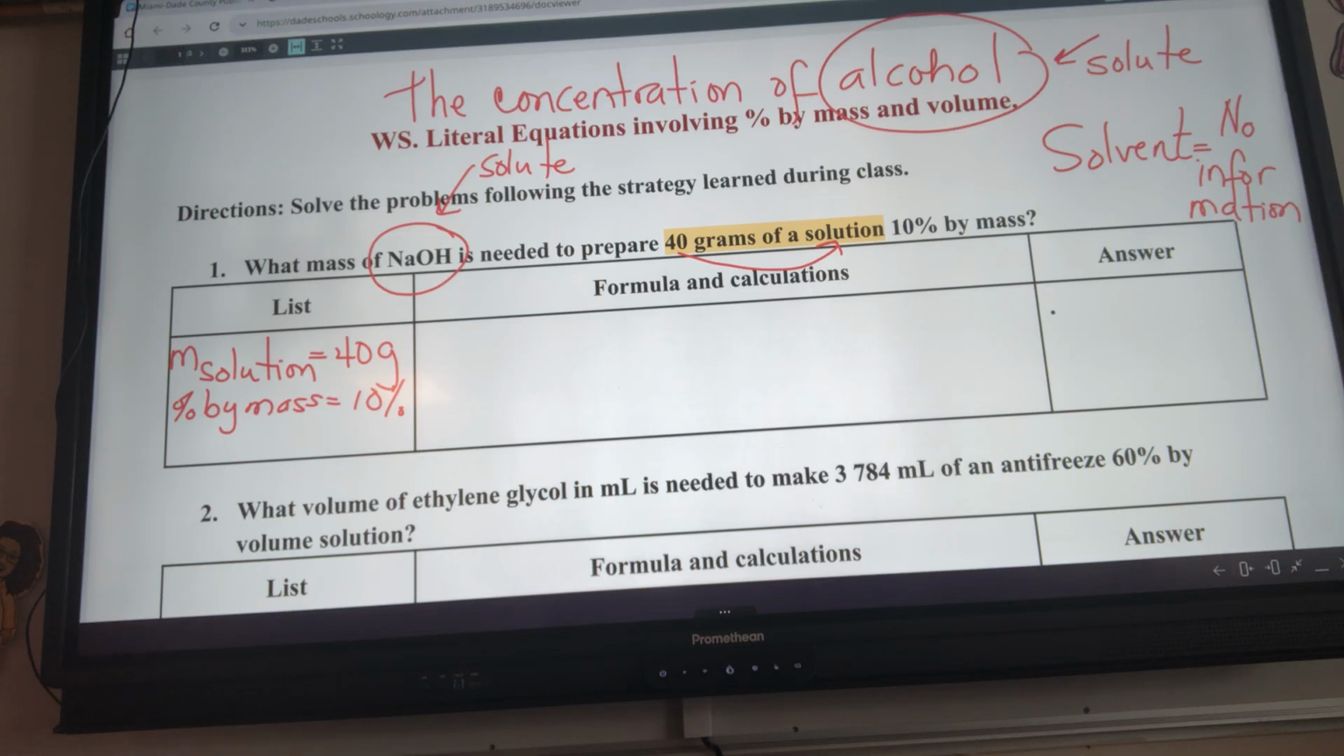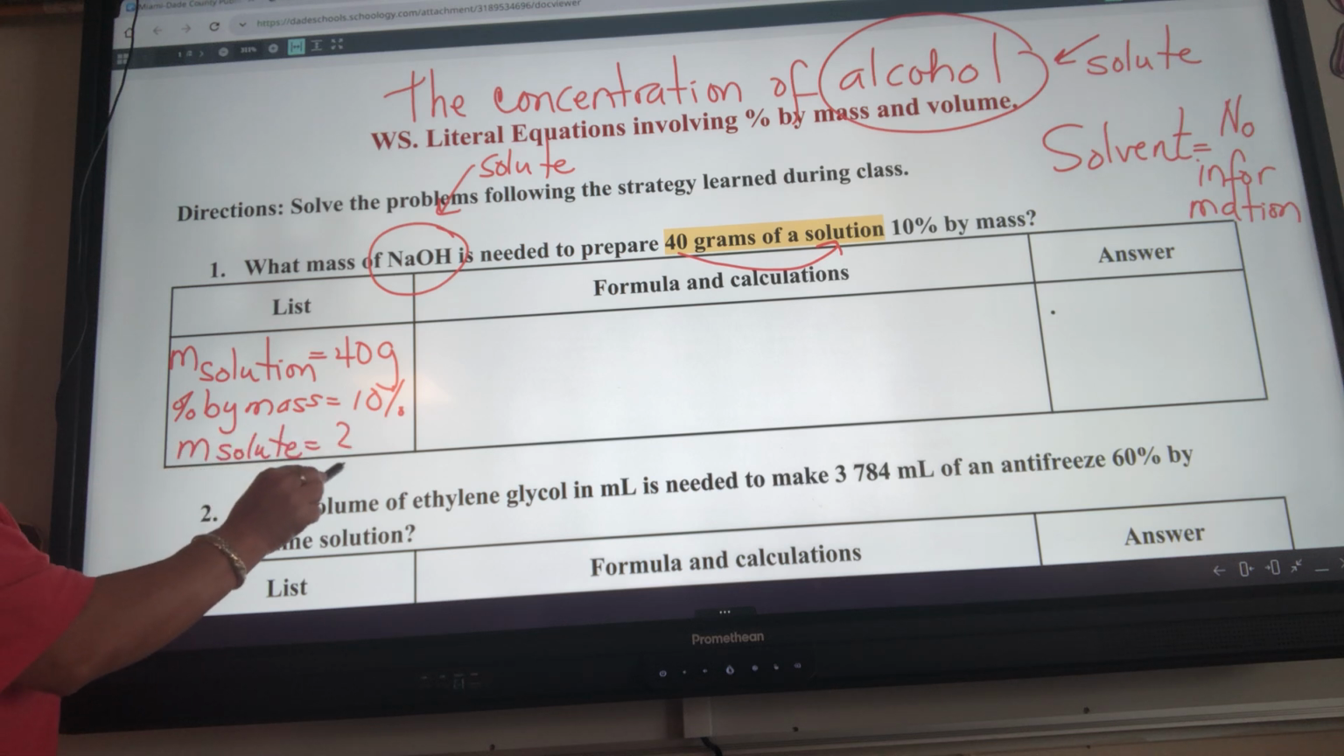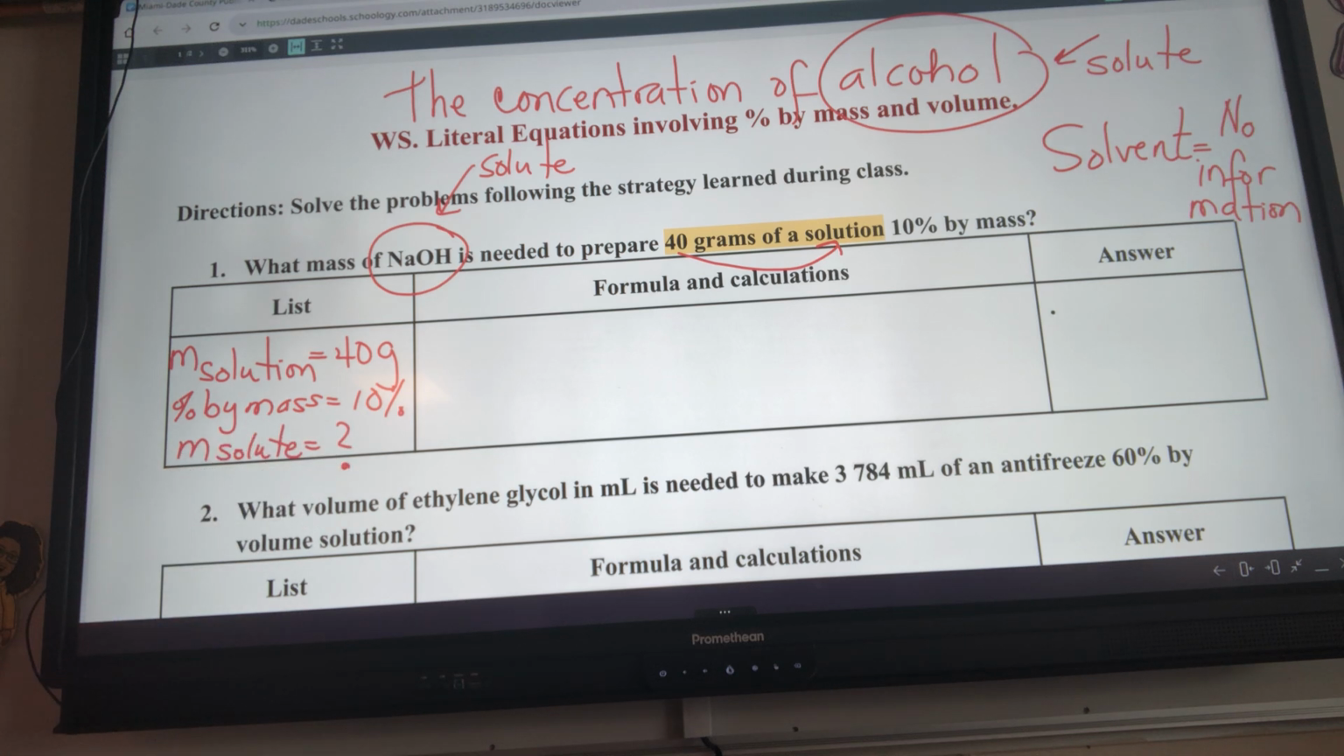What do I have to find? The mass of sodium hydroxide. What is sodium hydroxide one more time? The solute. So I have to find the mass of the solute. I'm going to put a question mark because I don't know that. Do you know what the formula is to calculate percent by mass?